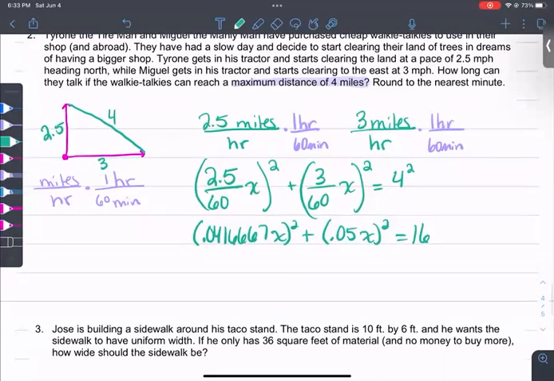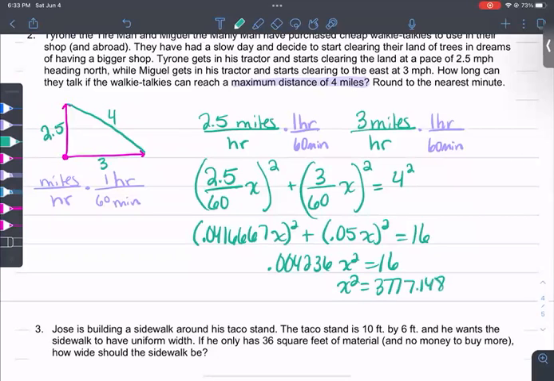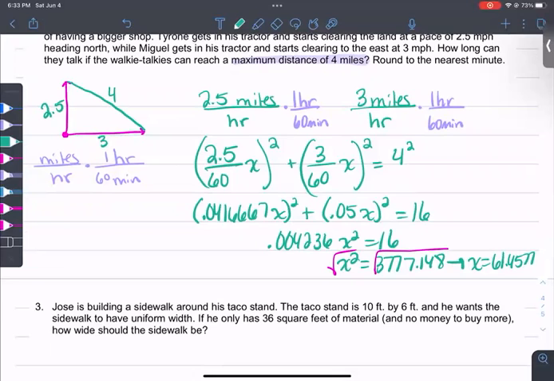So squaring those values and adding them together is 0.004236 x squared equals 16. Dividing by that decimal, I get x squared is equal to 3777.148. Square rooting both sides of this equation will give me that x is equal to 61.4577. So that means they would have approximately 61 minutes where they could travel apart from each other and their walkie-talkies still work.